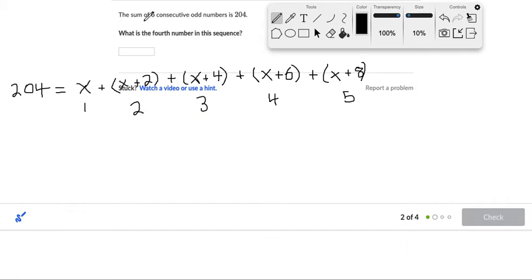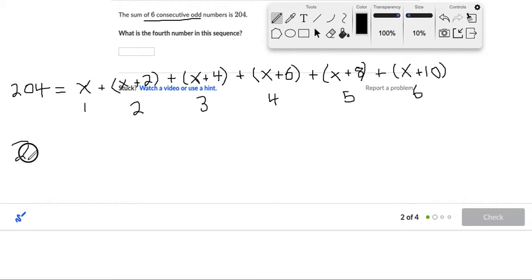And since this is 6 consecutive odd numbers, we got to do one more. So it's going to be term 5 plus 2. So x plus 8 plus 2 is going to be x plus 10. Okay, that is term number 6 right there. Now let's go ahead and combine our like terms. So I have 1, 2, 3, 4, 5, 6 terms. Means I have 6 x's.